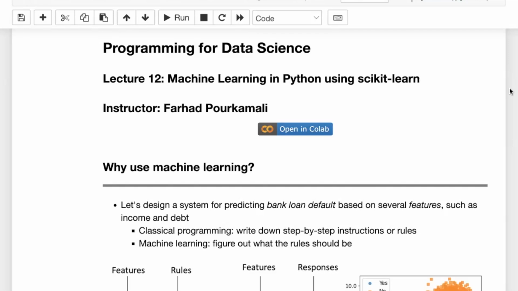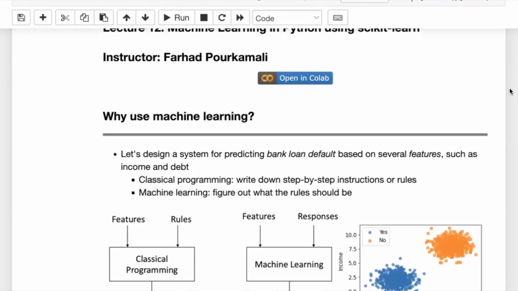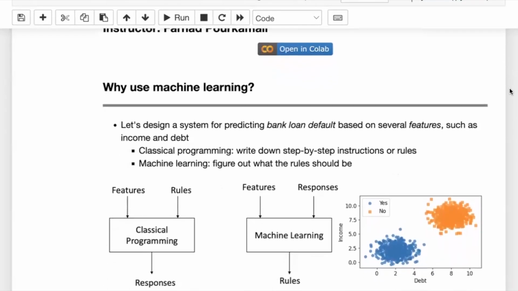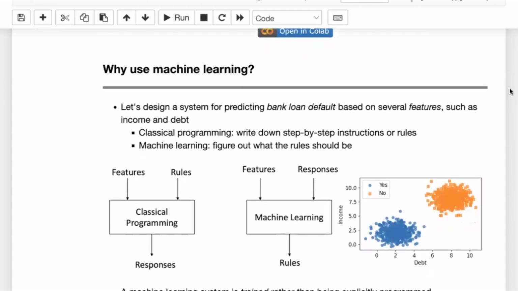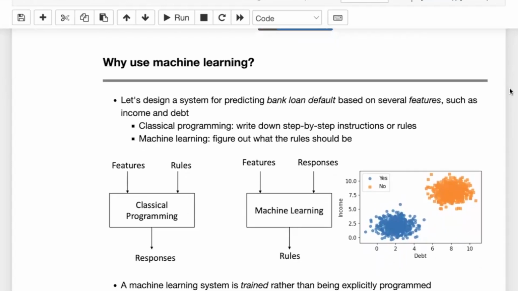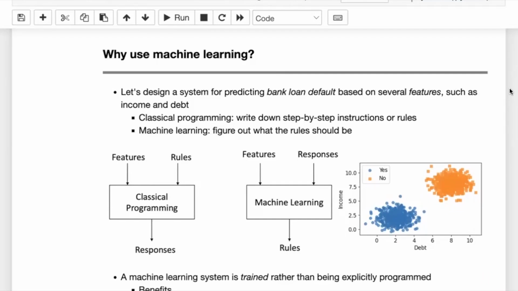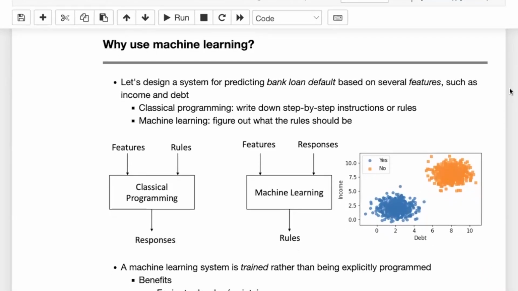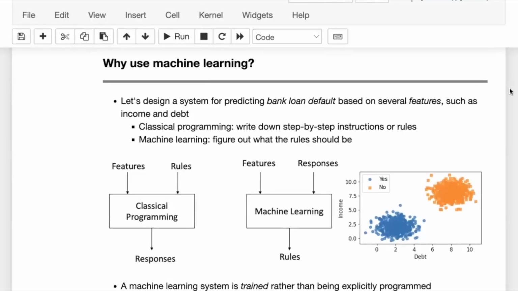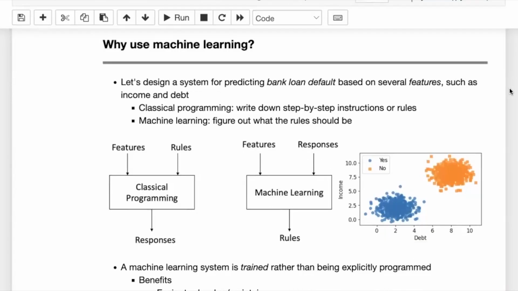So we're going to start this lecture by briefly discussing the main concepts and ideas behind machine learning to motivate the use of machine learning in recent applications. And then after that, we're going to see how we can actually apply and develop machine learning methods using scikit-learn, which is a popular library in Python for machine learning algorithms.